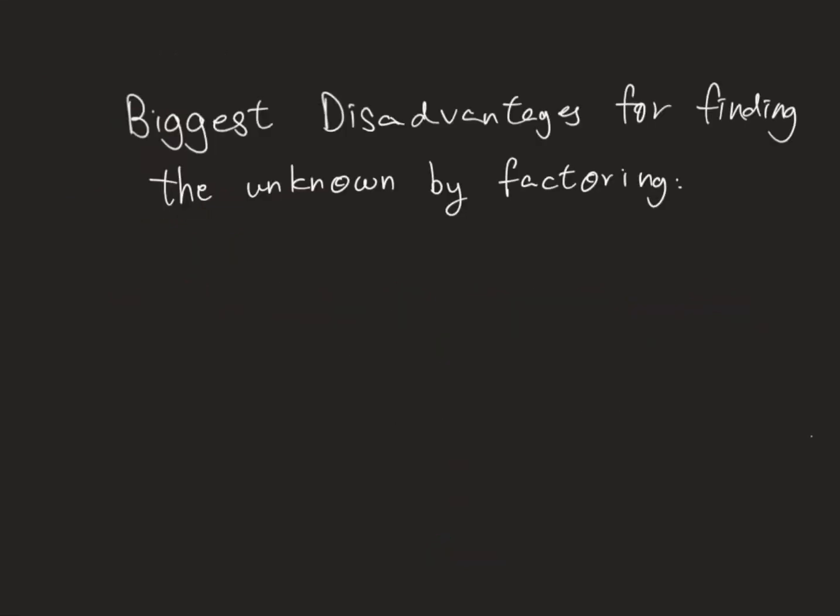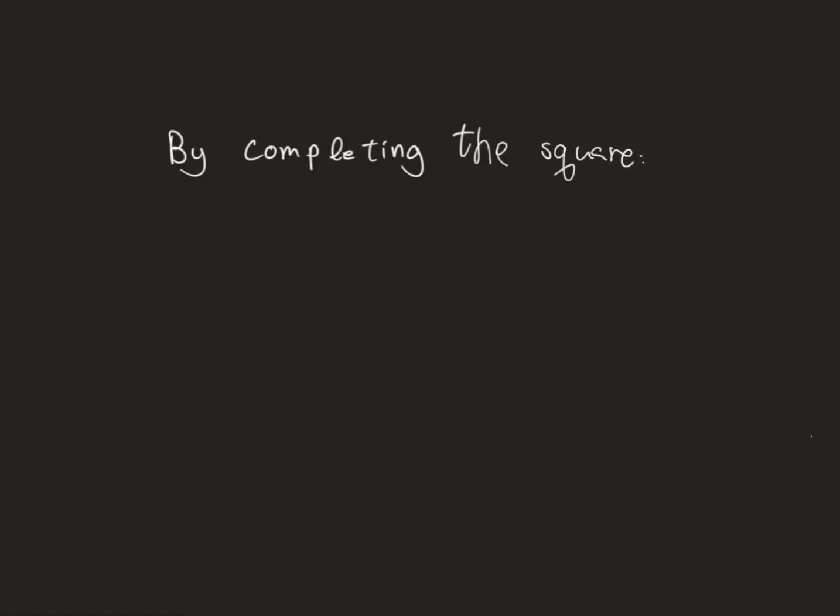Solving quadratic equations by factoring may look simple, but there are still some disadvantages. The biggest disadvantage for finding the unknown by factoring is it highly depends on the possibility of finding factors of first-degree polynomials with integer coefficients, and this is not always possible. For example, x squared plus x minus 7 equals 0. So now I'm going to introduce you to a more general way of solving quadratic equations, which applies to all quadratic equations. The method is completing the square.